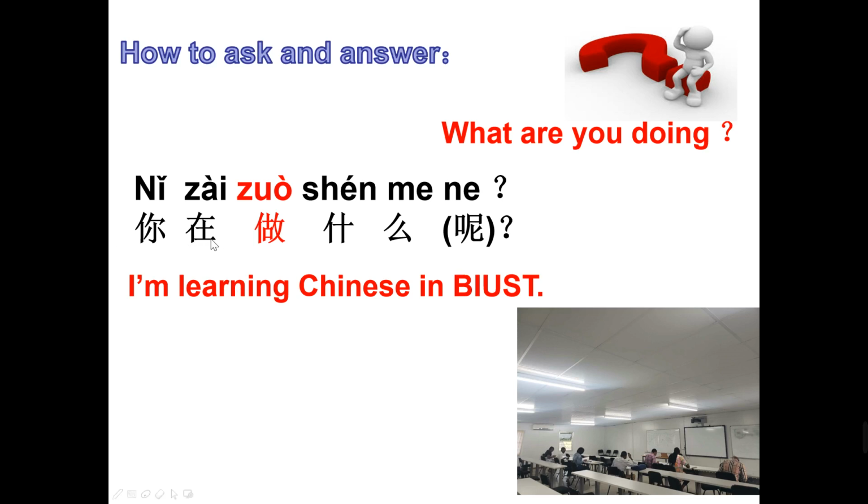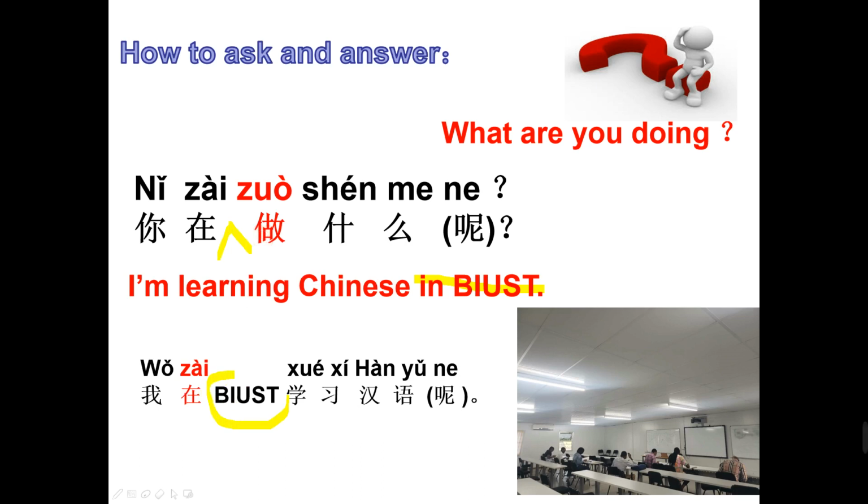When we answer, the first is the subject, I, so 我, I'm learning, 我在 plus a verb, 学 or 学习, 我在学汉语。If we don't mention the place, we can say 你在做什么呢？我在学汉语。But the point in this sentence is in Boost, so we can put the place after 在。So we can say 我在 Boost 学习汉语呢。I'm learning Chinese in Boost. Yeah, okay.